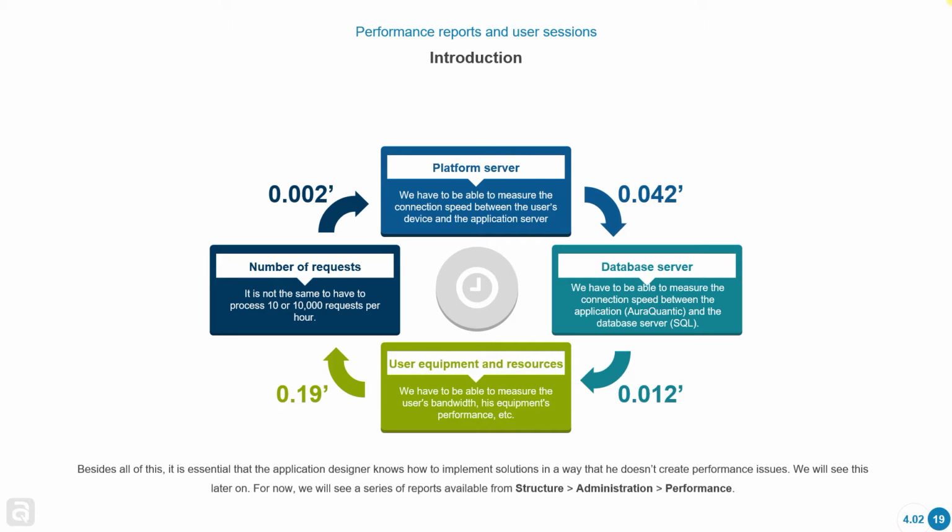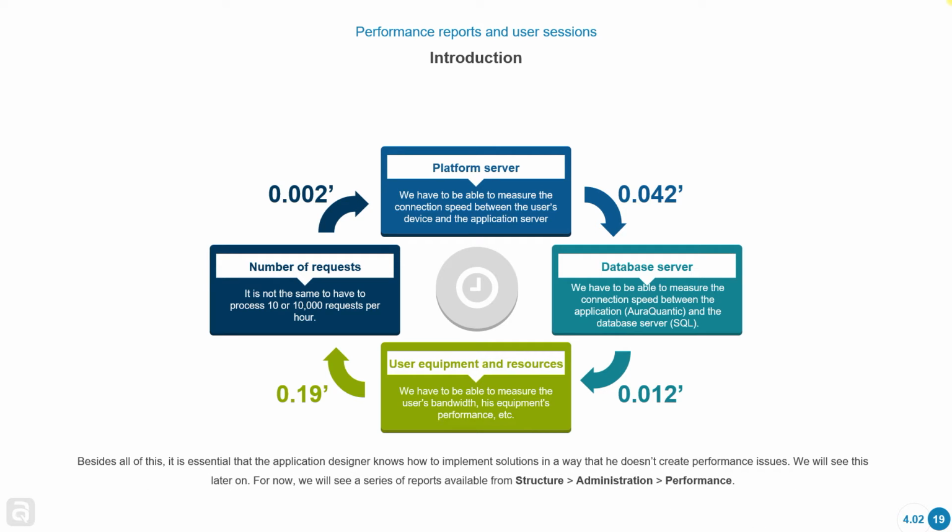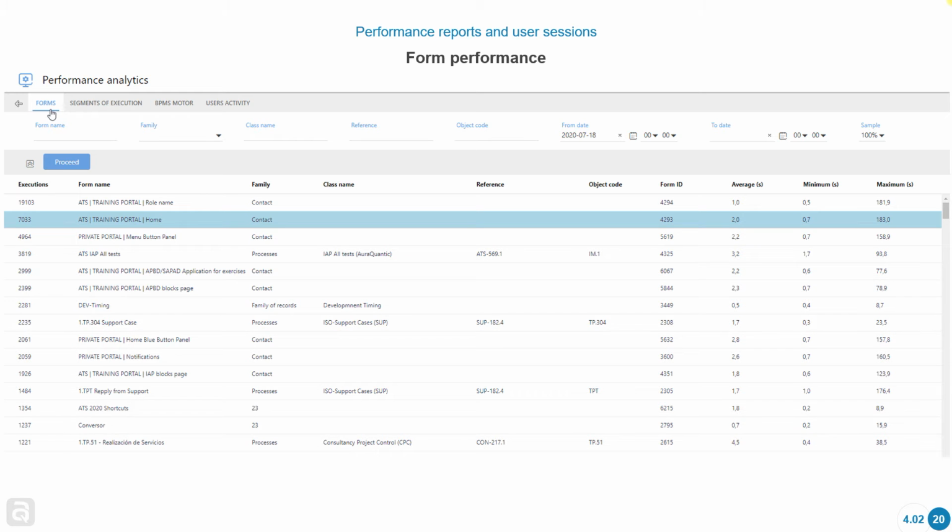But obviously, besides all of this, it's important that the application designer knows how to implement solutions in a way that he's not affecting the performance, in a way that he's not creating performance issues. This is something we're going to see later on during this course, but for now we're going to see a series of reports that are available in structure, administration, performance. So if we go to structure, we'll find this report.